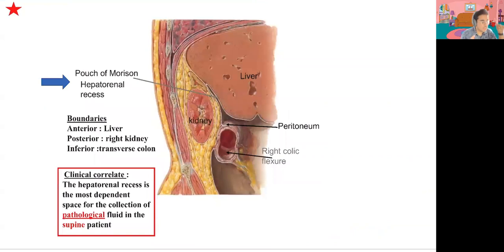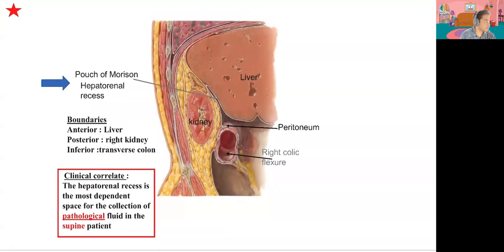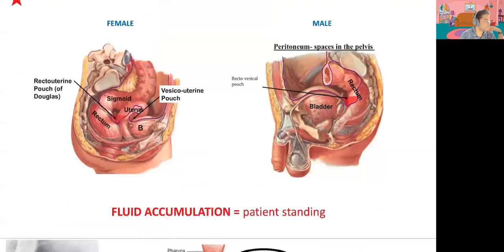Okay. Now, this one is difficult, right? Guys, you've got to pay attention to this, and they're going to ask you questions about these pouches. The pouch of Morrison is the hepatorenal recess. So if there's any sort of liver level bleed and the patient's lying supine, this is one of the locations where it can pool, right? The hepatorenal recess is the most dependent space for collection of pathological fluids for a supine patient, right? The patient's laying down on their back. This is one of the locations where you can pull fluid from to assess if the patient has some kind of sepsis, if there's a bleed, if there's air in the system. It could even be assessed here.